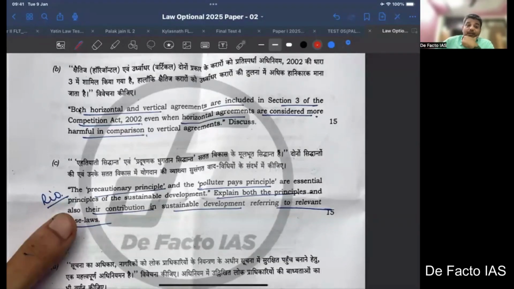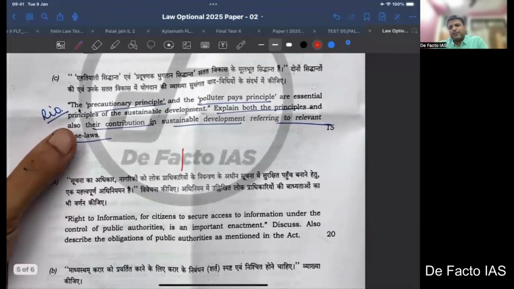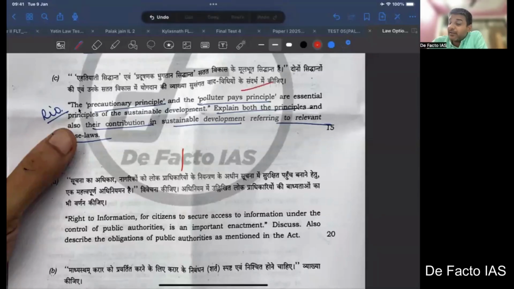Now let us come to 7C. It says the precautionary and polluter pays principle. Now if I remember correctly, this year I have asked polluter pays in one paper, and in the other paper I have asked not the precautionary principle but the public trust doctrine. So there are two-three major doctrines which are there.